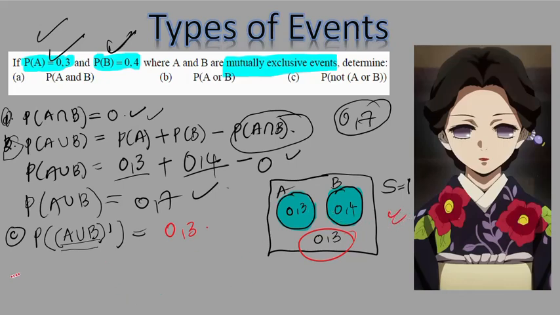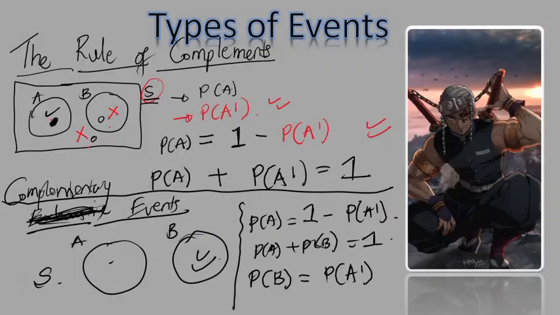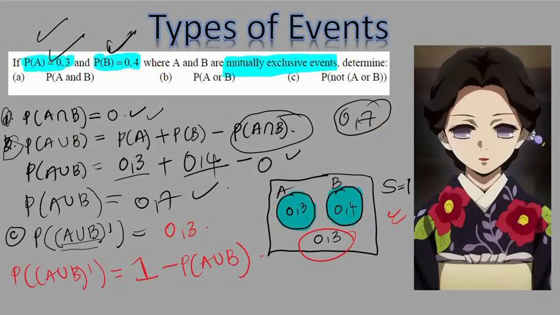You could have said the complement of the union right there is equal to 1 minus the union, right? The rule of complements. Remember what we said about complements? That for you to find something, you can say 1 minus what is not that, right? So the same thing applies here.